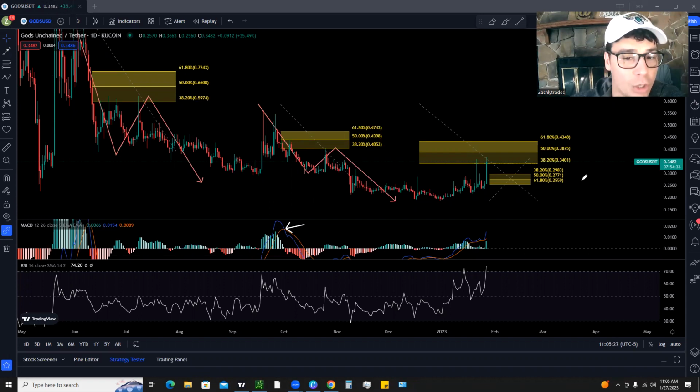So we're going to go over those three major fib retracement levels, the 61.8, the 50%, and the 38.2. And then we're also going to take a look at our MACD down here, so that way we know some of the possible exit signals and warning signs that you can use to avoid a big crash and potential downside on the token.